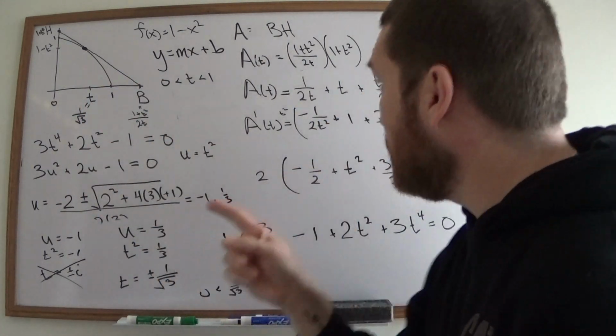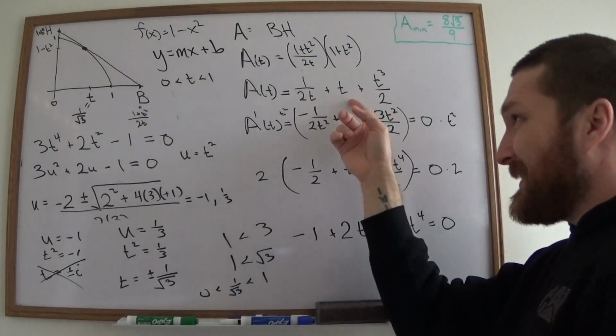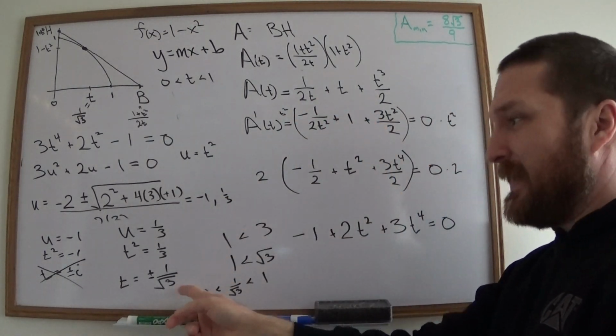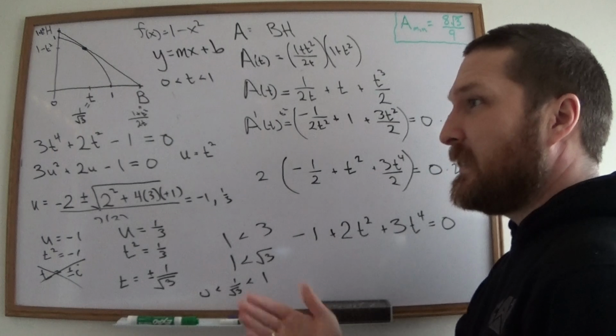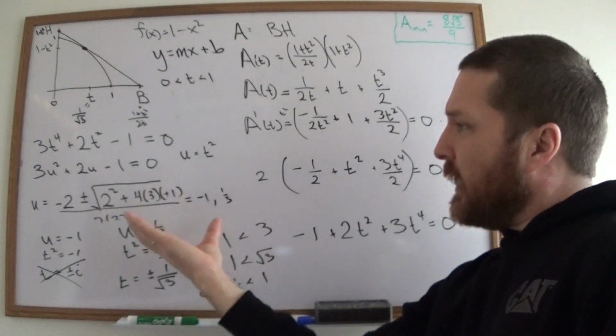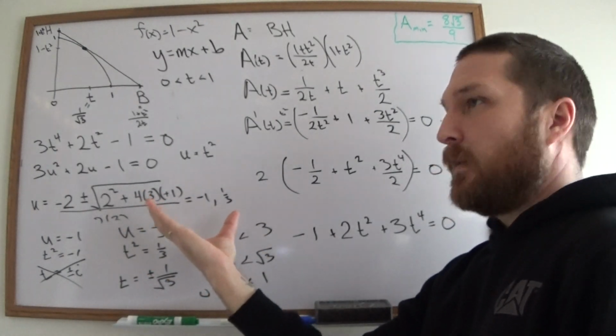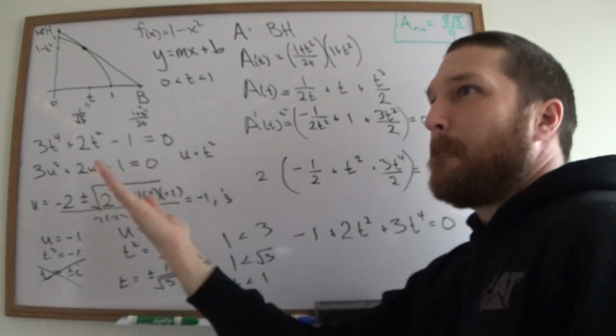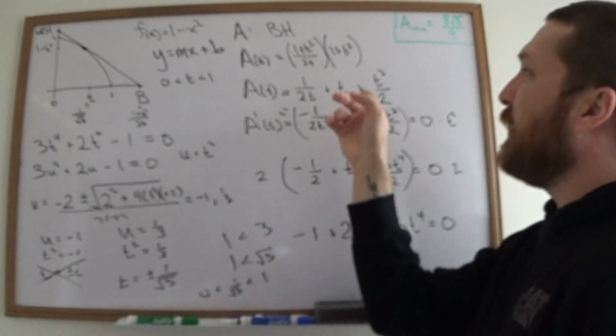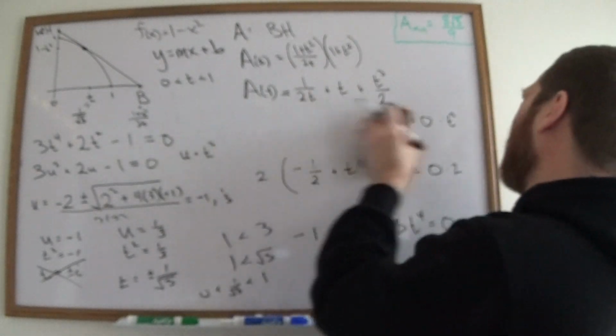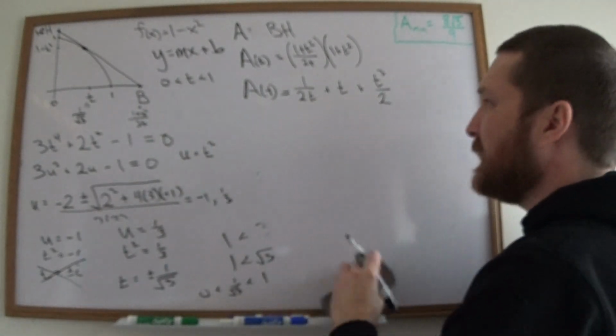Again, if you don't believe me, take the second derivative, plug it in, and you'll see that yes, it is concave up, up like a cup. So its second derivative is positive if you do that. Oh, why not? Let's just do it. All right, let's just check.